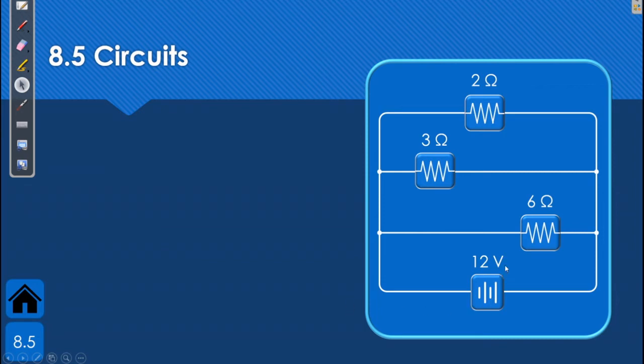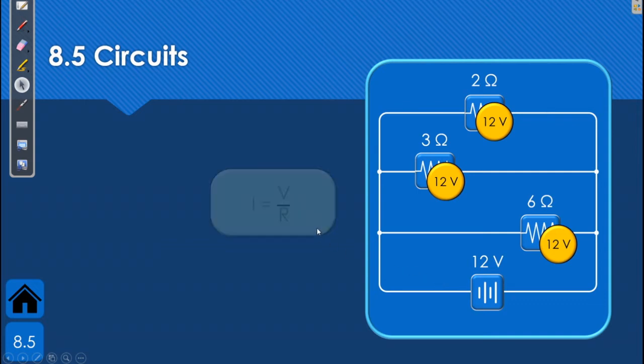Imagine we have a parallel circuit with 12 volts of electric potential, and on one branch we have a 6 ohm resistor, on another branch a 3 ohm resistor, and on the last branch a 2 ohm resistor. The potential difference across each branch is going to be equal to the voltage of the battery, because each charge that travels down, say, this branch has to lose 12 volts worth of potential difference before it returns to the battery to get charged up again.